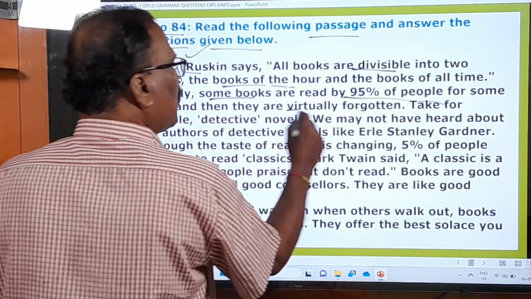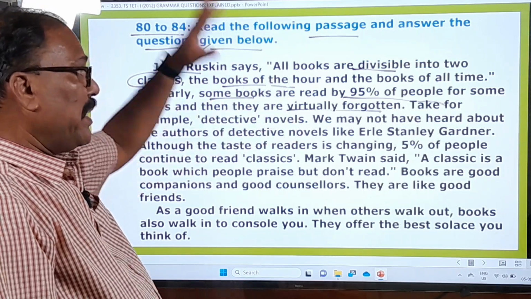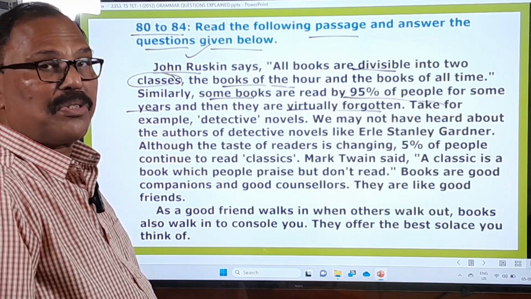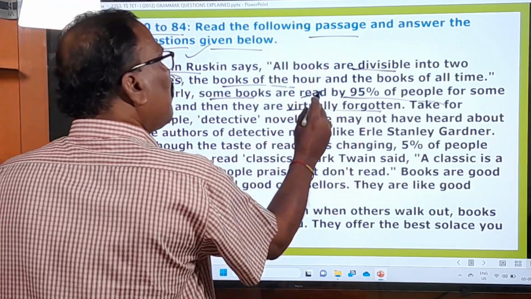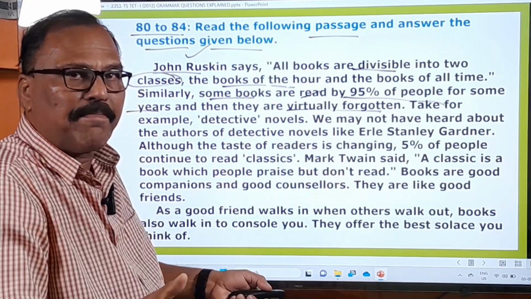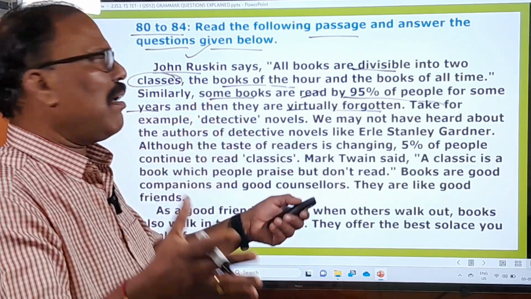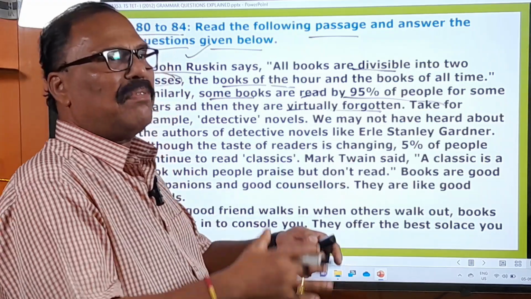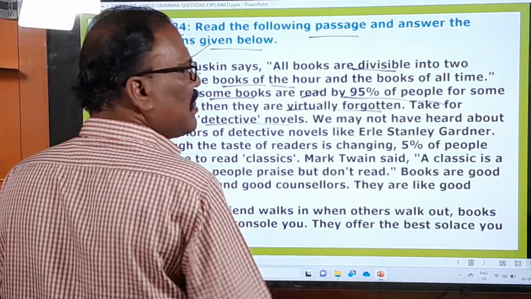and then they are virtually forgotten. So some books are read by 95% of people, and they are virtually, means evidently, apparently, forgotten. Virtually forgotten. Right? And take for example, detective novels are there.